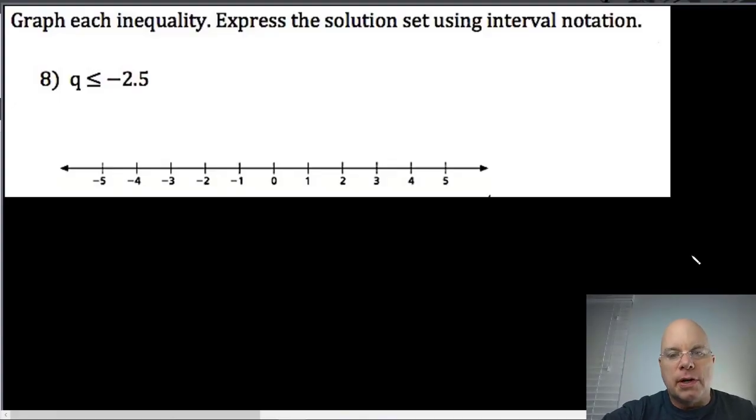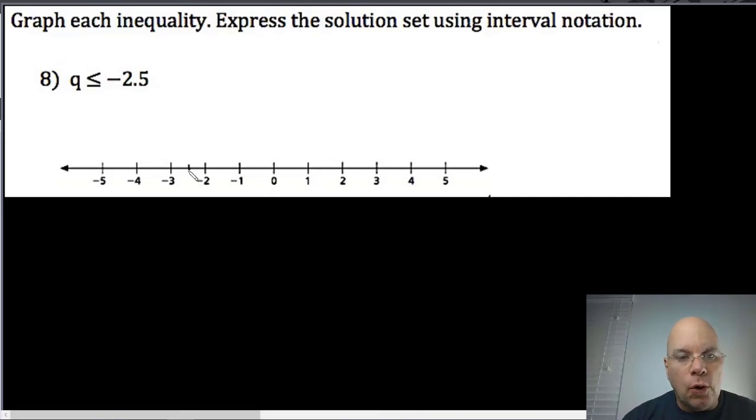Graphing inequalities on this homework assignment, and then we're expressing the solution set using interval notation. Problem 8 says q is less than or equal to negative 2.5. So negative 2.5 is right around there. And let me get a different color.